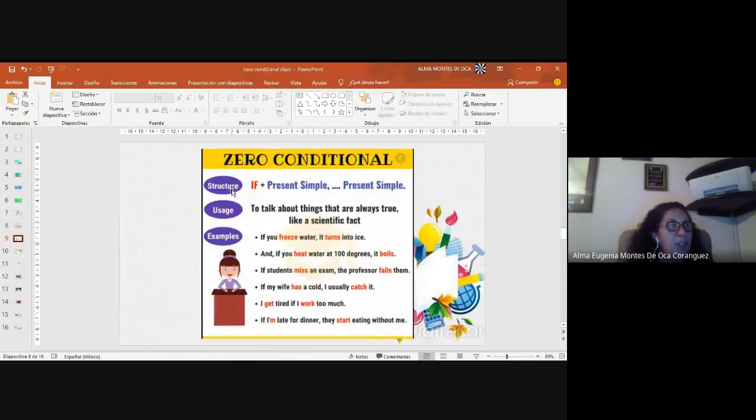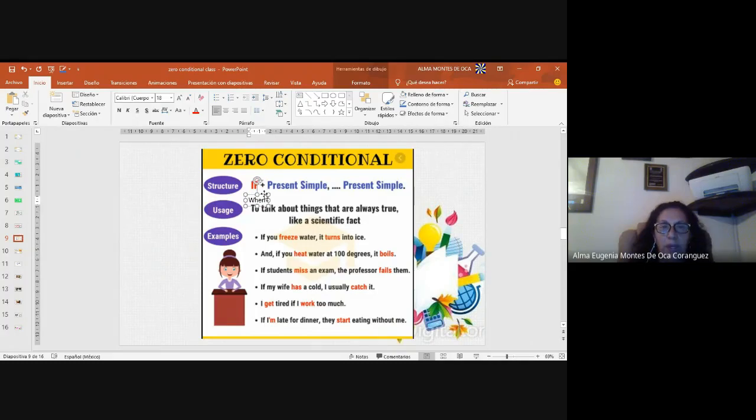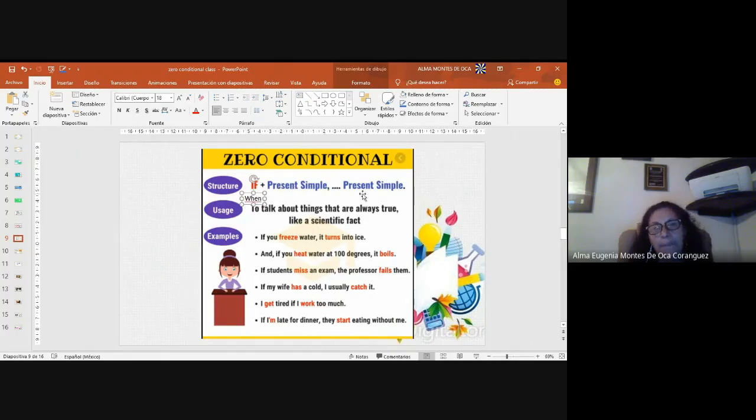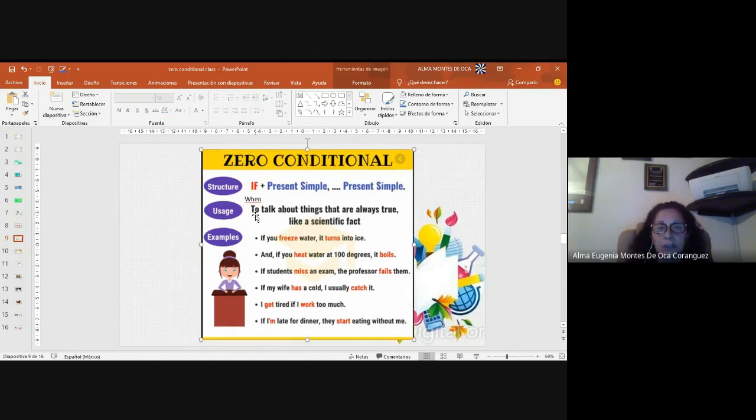Zero conditional structure: if or when, plus simple present, comma, plus simple present sentence. Use it to talk about things that are always true, like a scientific fact. Example: if you freeze water, it turns into ice. And if you heat water to 100 degrees, it boils. If students miss an exam, the professor fails them. If my wife has a cold, I usually catch it. If I get tired, if I work too much. If I am late to dinner, they start eating without me.